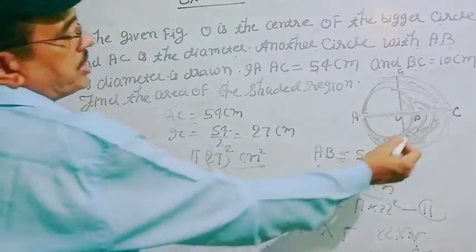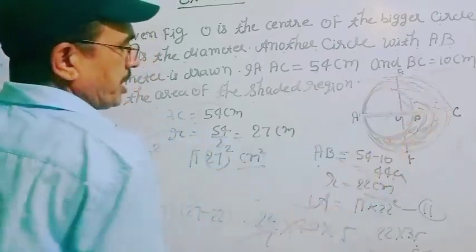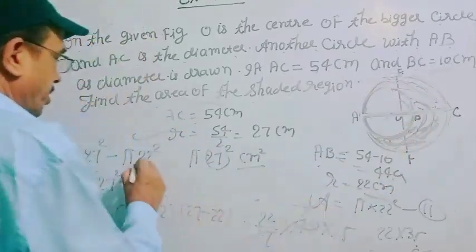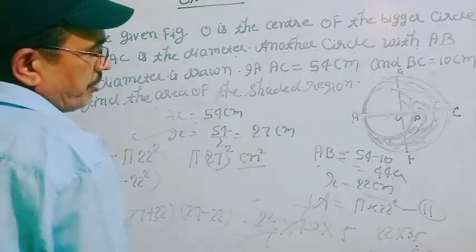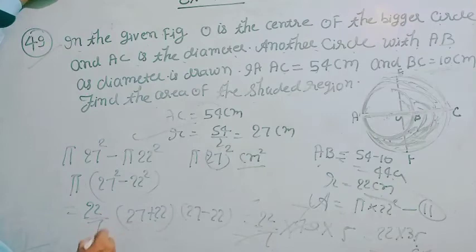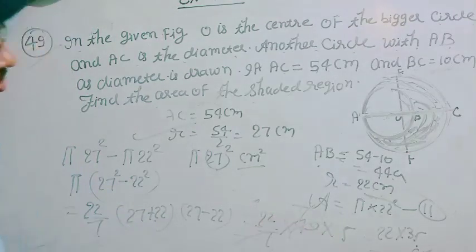Then what is the area of the shaded region? So we subtract the area of the small circle from the area of the big circle. So pi into 27 squared minus pi into 22 squared. Then you get 22 by 7 into 49 into 5, that is 7 into 35 into 22. You get the area of the shaded region.